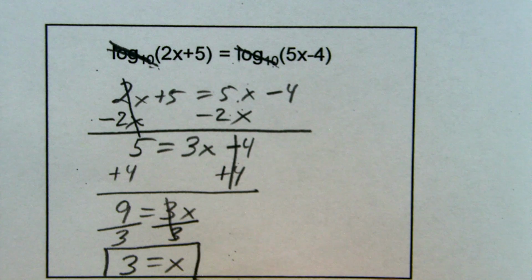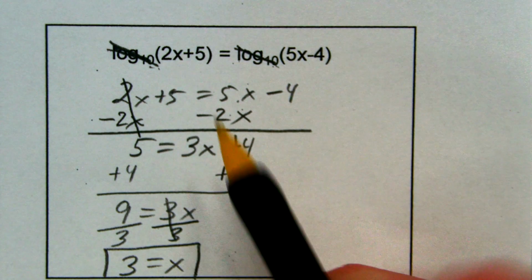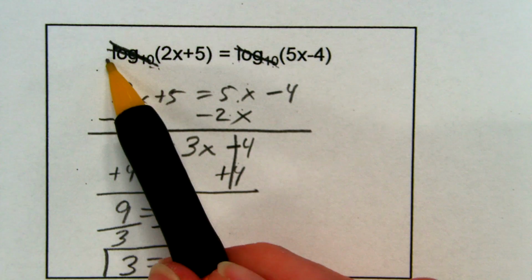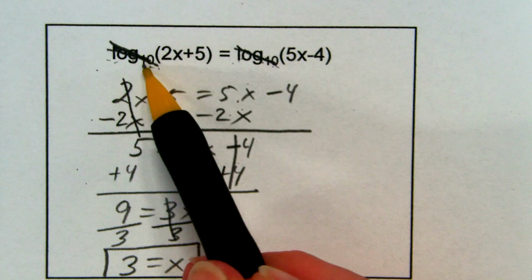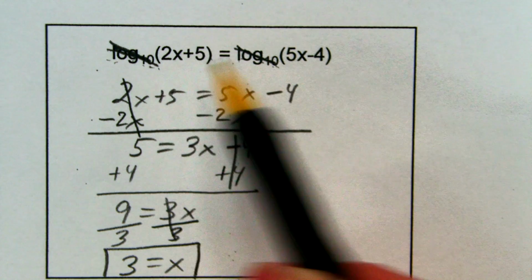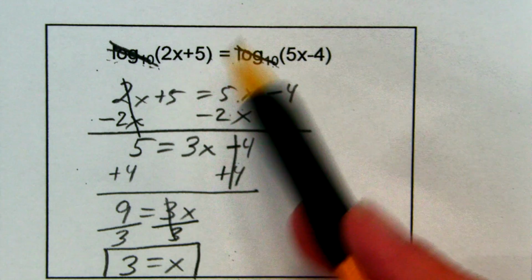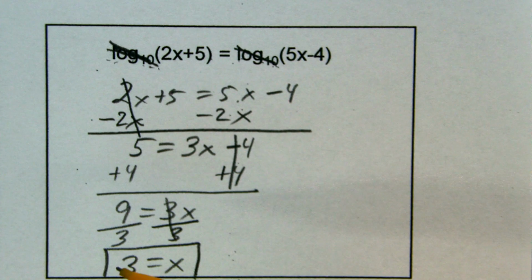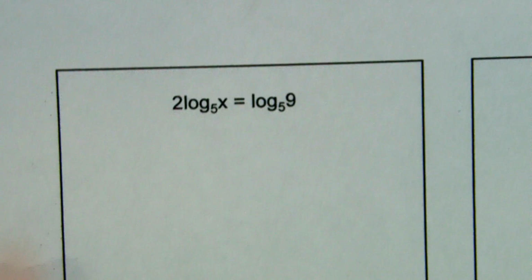So if you know a few tricks, you can get rid of the logs. And notice there wasn't anything in front of the logs. It's just log of something equals log of something. That's the only time that trick works. And I only gave you one of those because that's pretty straightforward. Now the next one is very similar. So let's look at the next one.